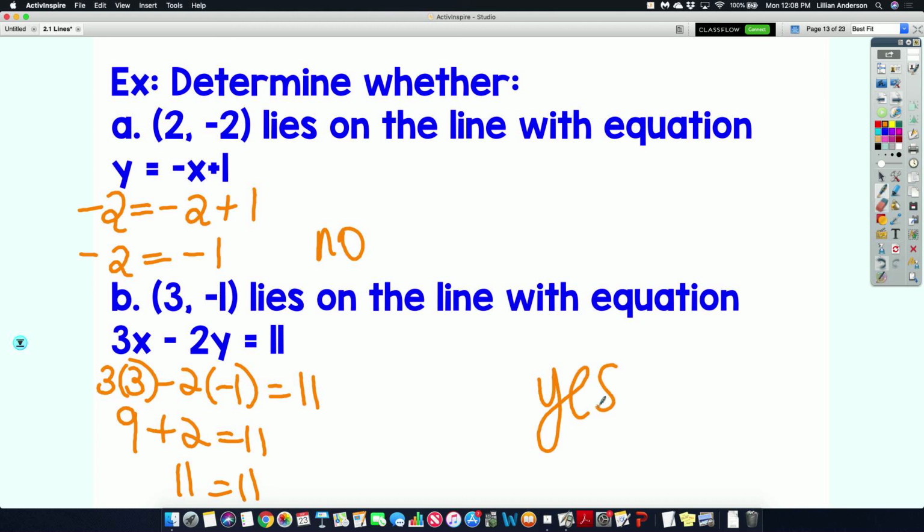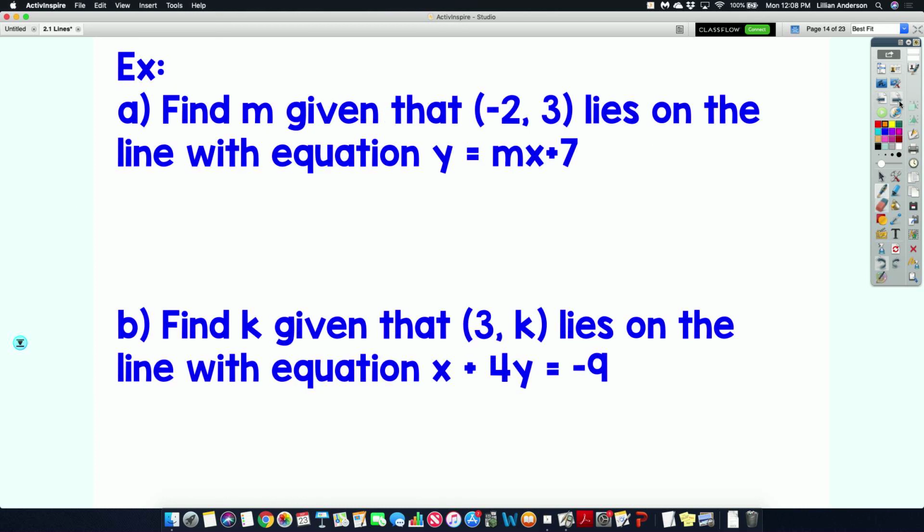What about trying to determine something like this? It says find m given that negative 2, 3 lies on the line with the equation y equals mx plus 7. Plug it in and solve for m. Yes, so that means I'm going to plug in 3 for y, negative 2 for x. Now, when I plug negative 2 in, is that going to be m minus 2? It's going to be negative 2m. Okay, negative 2m plus 7.